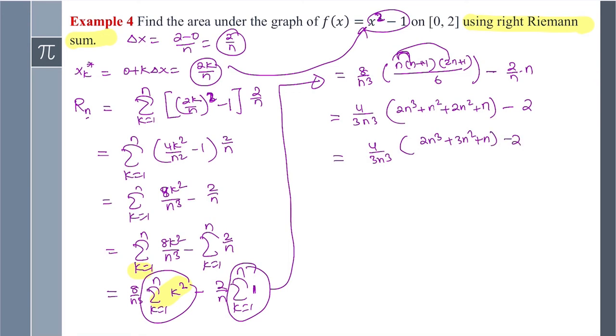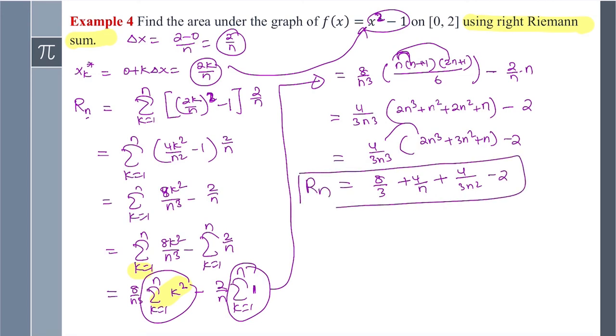Now if we distribute this, when we multiply the first term, we get 8 over 3, and n cubed cancels out, so we don't have any n. When we multiply with the second one, 3 and 3 cancel out, so we have 4 over n. And when we multiply with the third one, we get 4 over 3n squared, minus 2. So this represents the Riemann sum in terms of n.